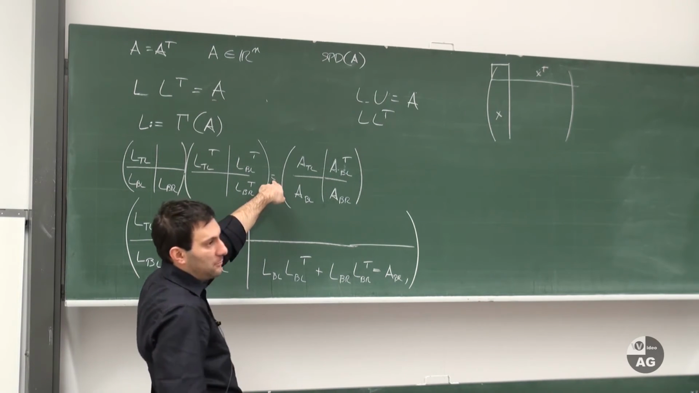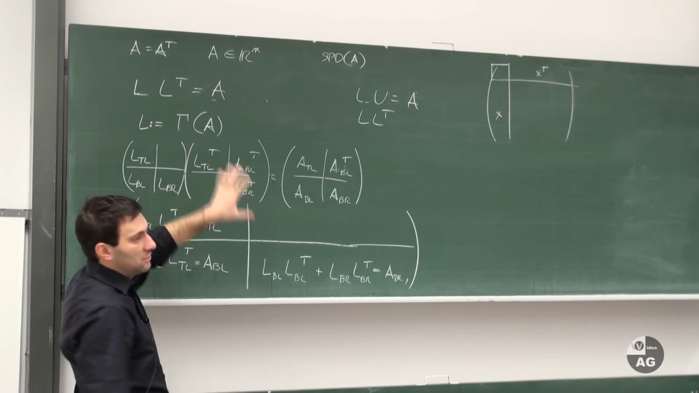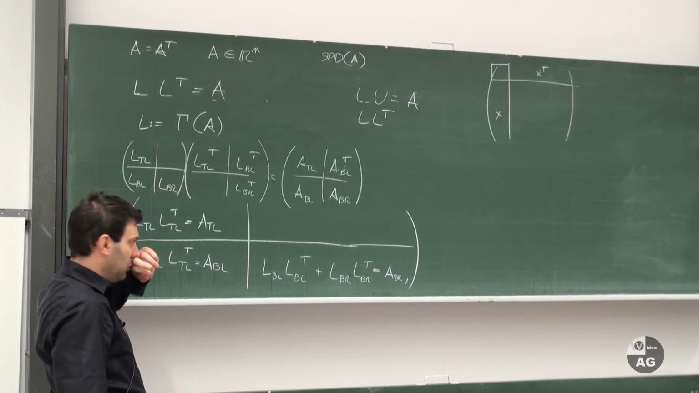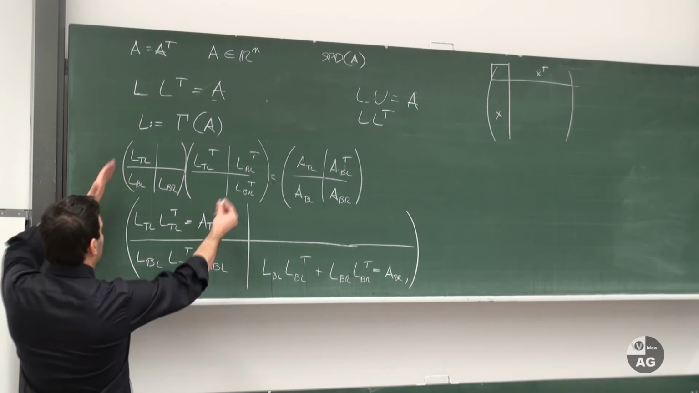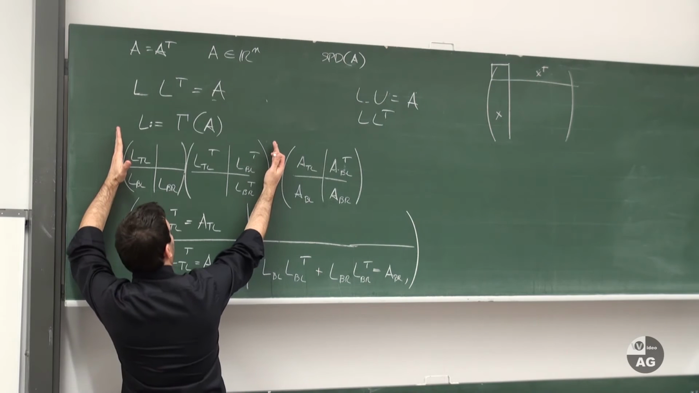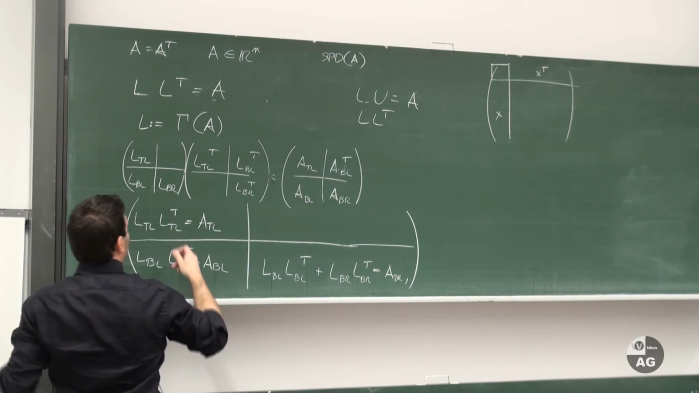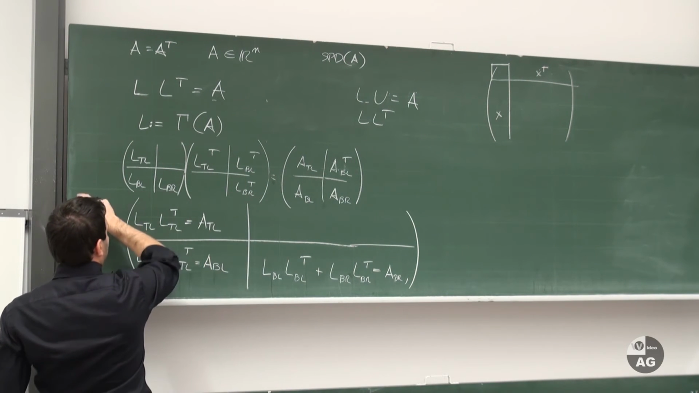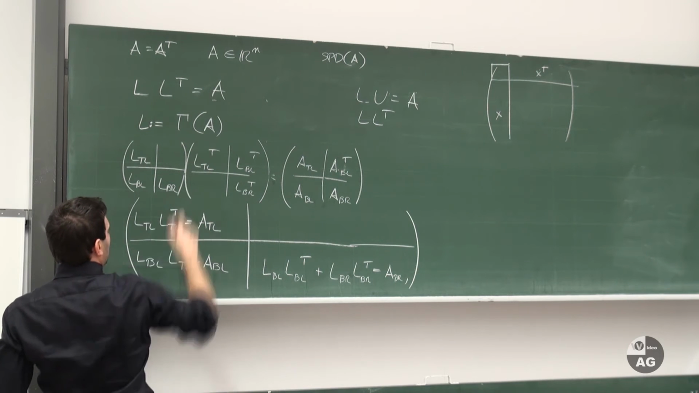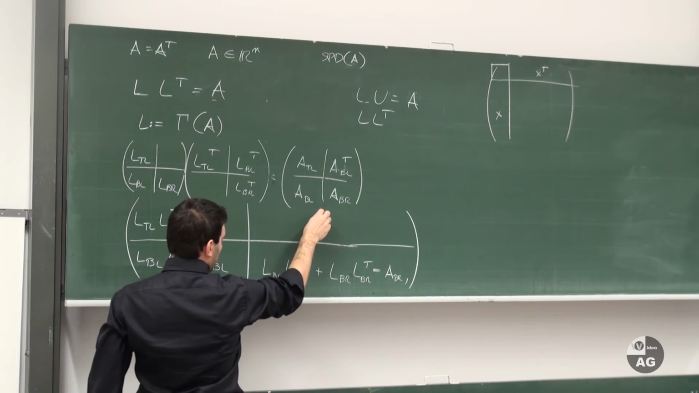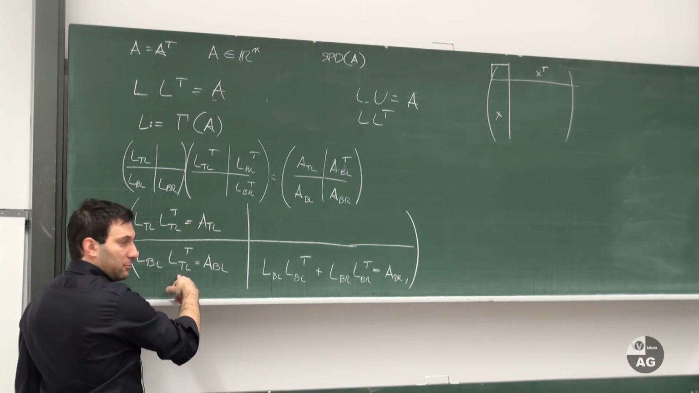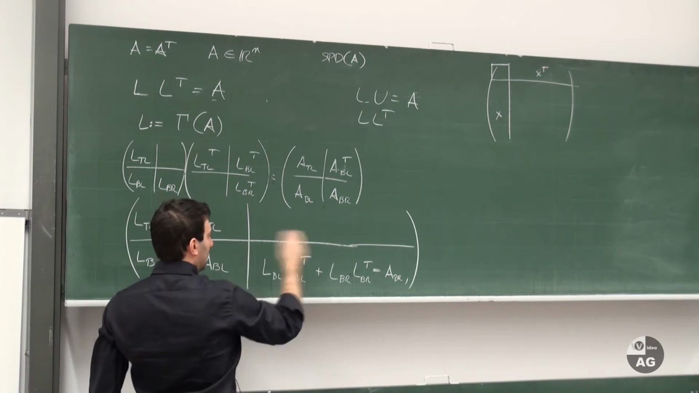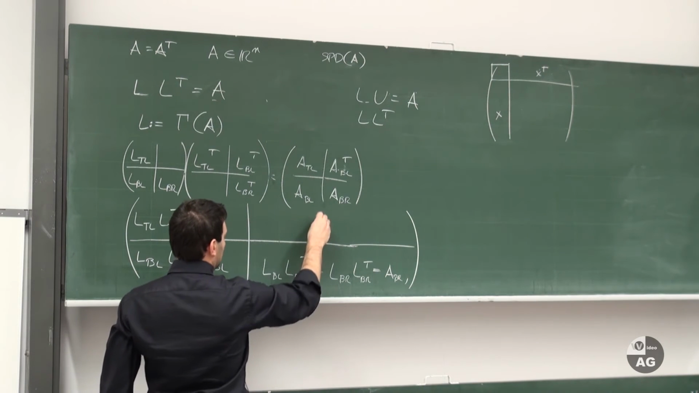I'm setting up an equation. L is not known yet. So the truth is that this object is symmetric, so it doesn't matter. The bottom left quadrant will be the same as the top left quadrant. This equation over here will not be exactly the same as this, but it will be its transpose, so they will be equivalent.